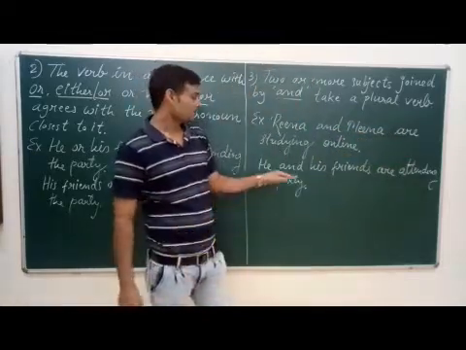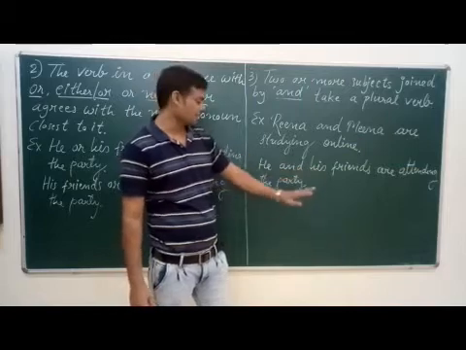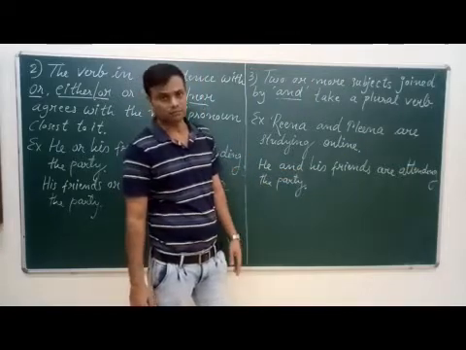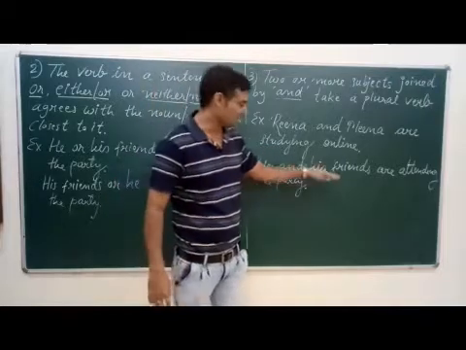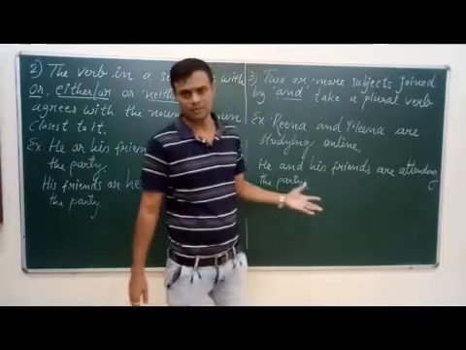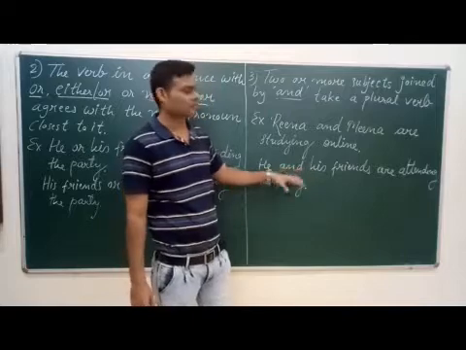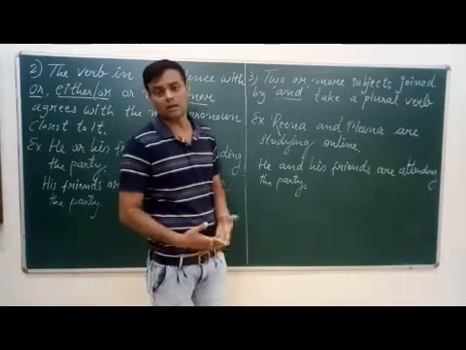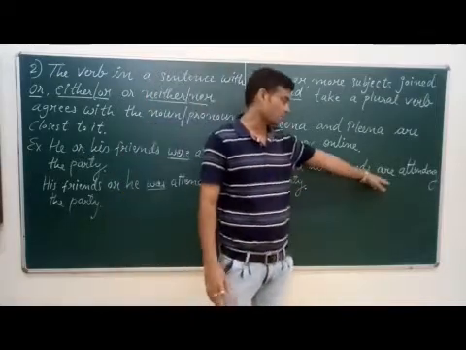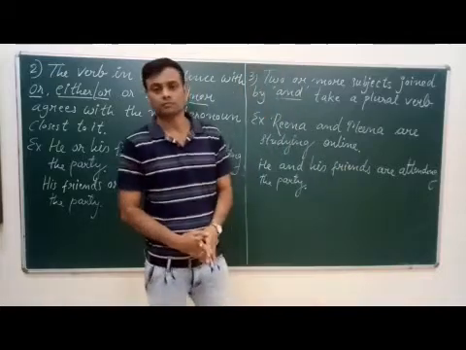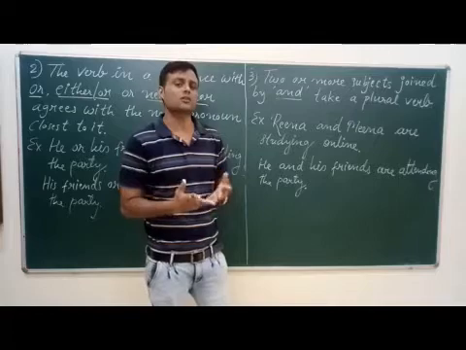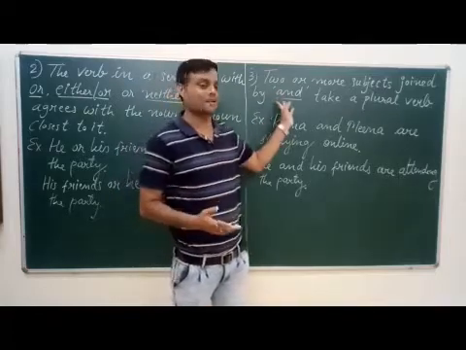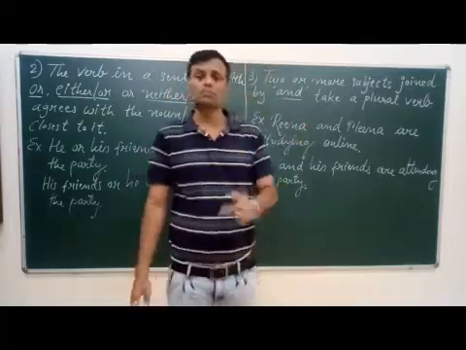Second sentence, he and his friends are attending the party. Here two subjects, he, which is singular, and the second subject, his friends. Now both are joined with and, so it becomes plural. So it takes the plural verb are. So remember, when two subjects or more than two subjects are joined by and, they take a plural verb.